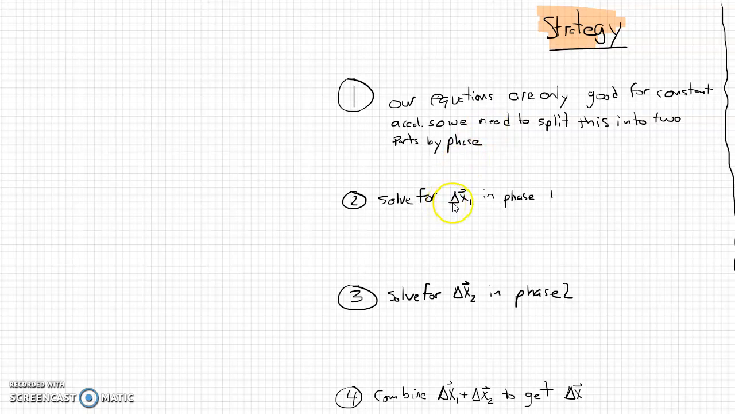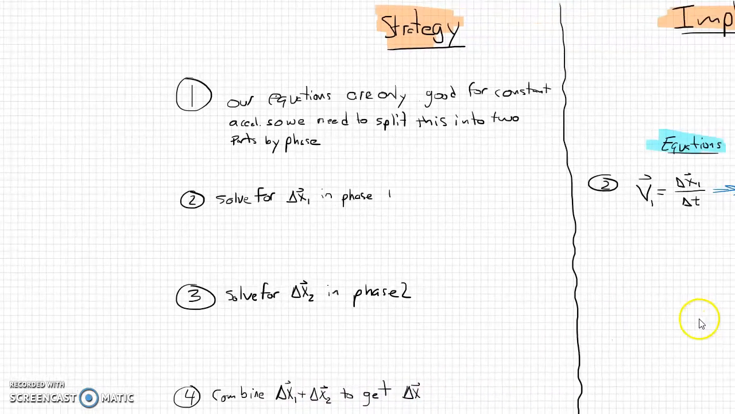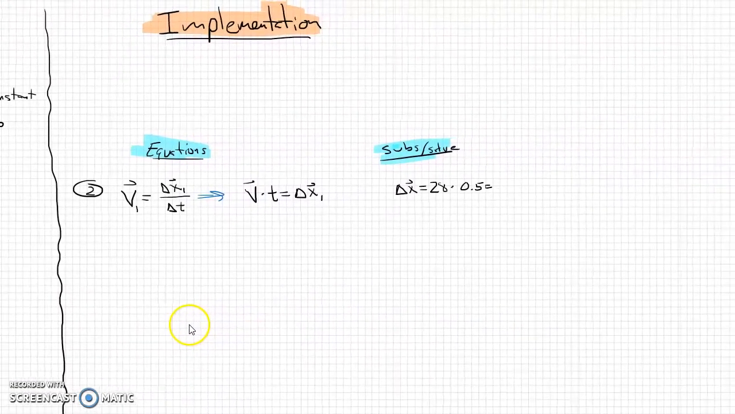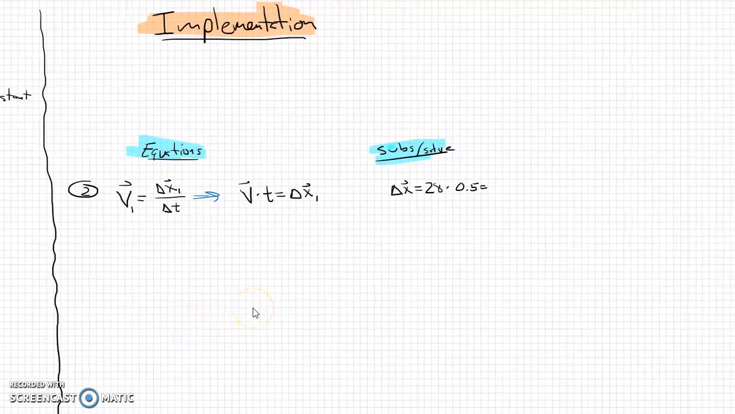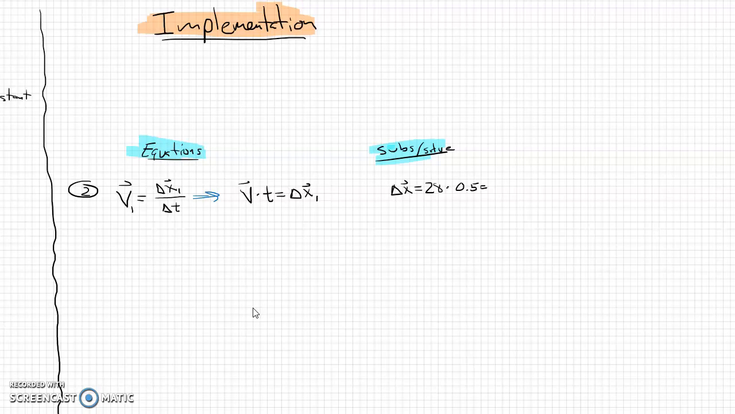Phase one is solving for delta x1 using the fact that it's at a constant speed. The second step is to solve for delta x2 in phase two, and then ultimately to find what I really want, the overall delta x, we're just going to combine the two results. I've started doing that over here. To implement my strategy, since there's a constant velocity in this first part, we can use our equation for average velocity, and if I solve it for delta x1, I'm going to get velocity times time.